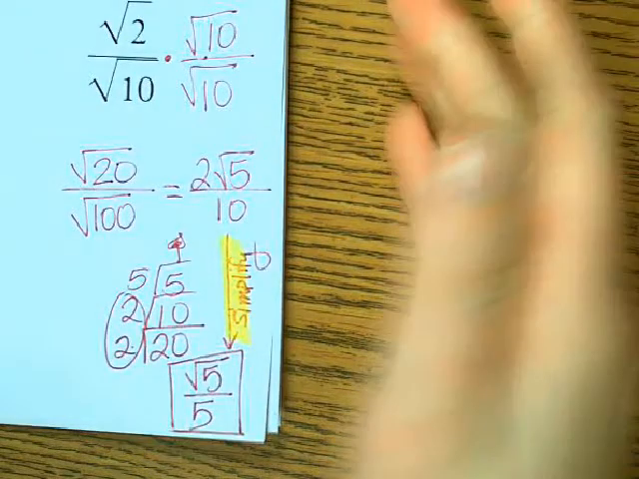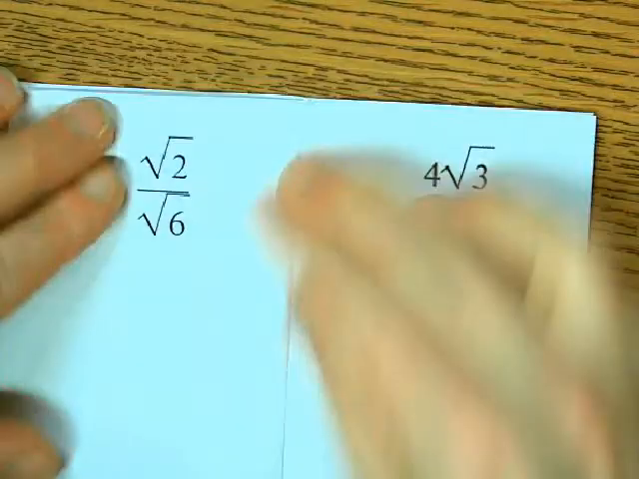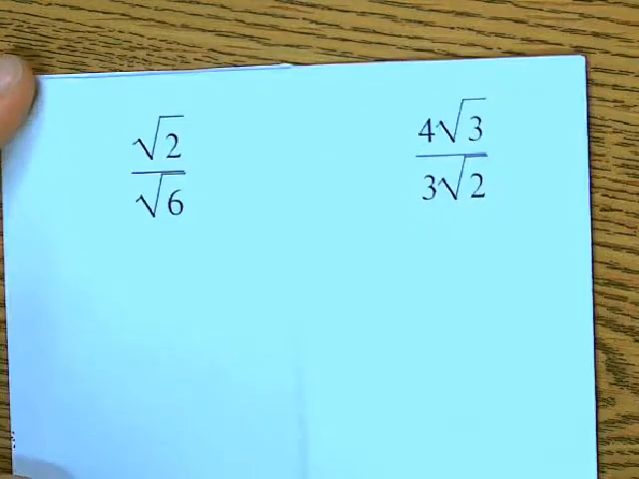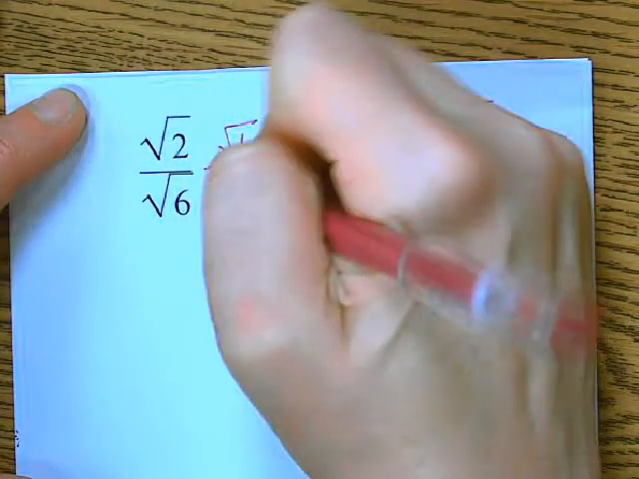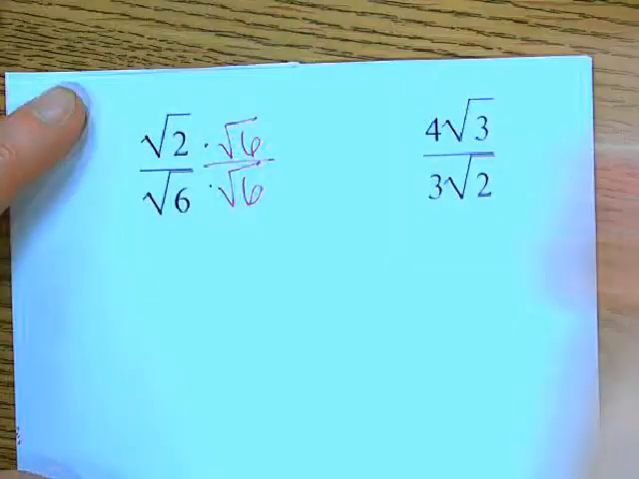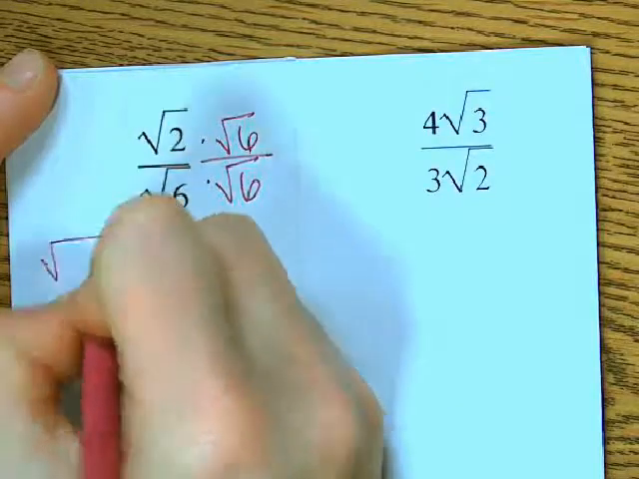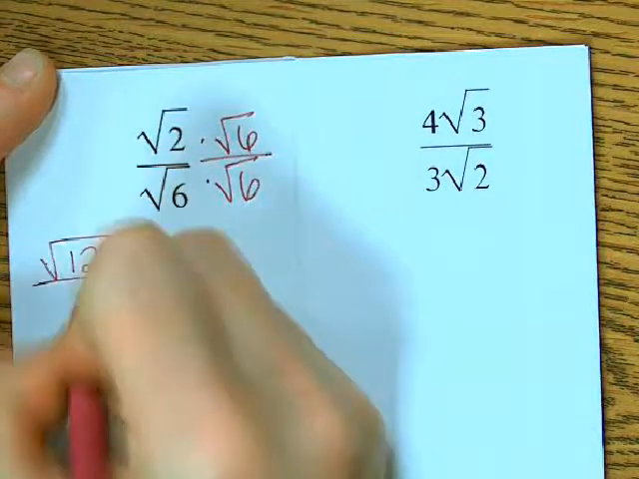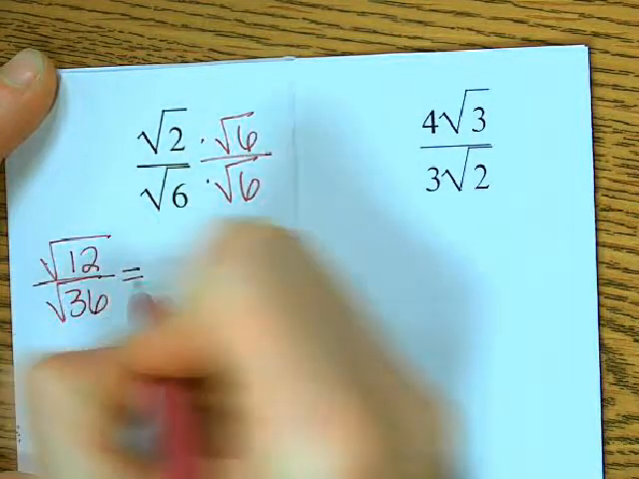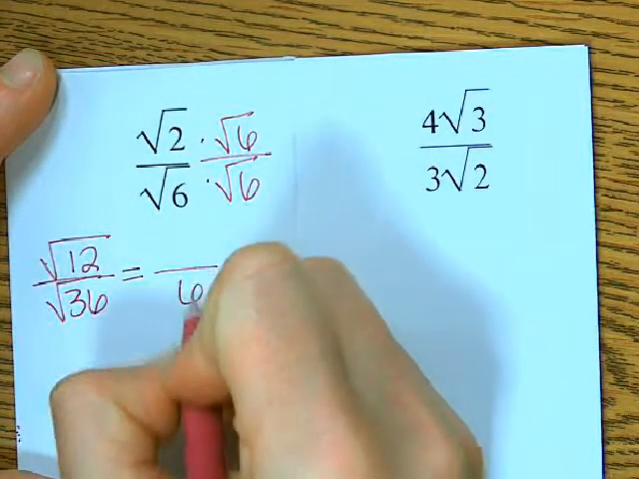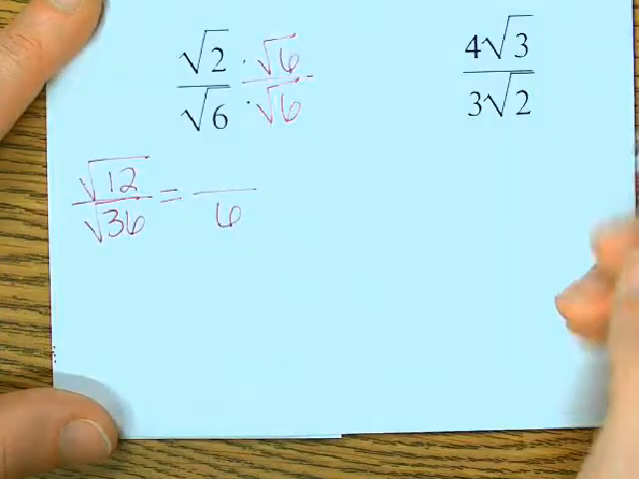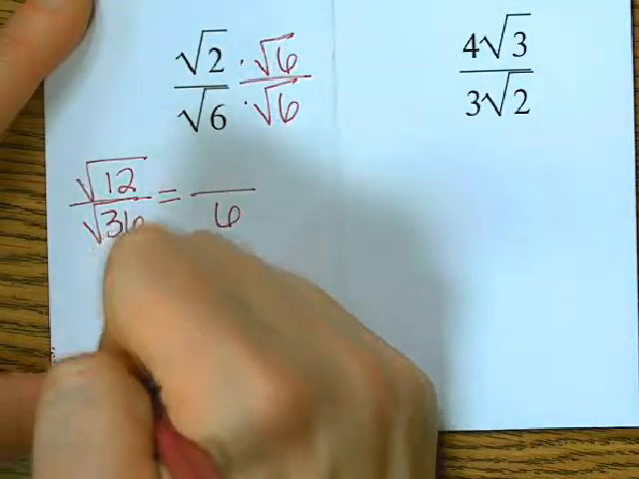Okay, moving on to the next one. The next one is square root of 2 over square root of 6. So we're going to multiply the top and the bottom by the square root of 6. So times the square root of 6 over 6. And so we get the square root of 12 over the square root of 36, and the square root of 36 is 6. And let's simplify the square root of 12.